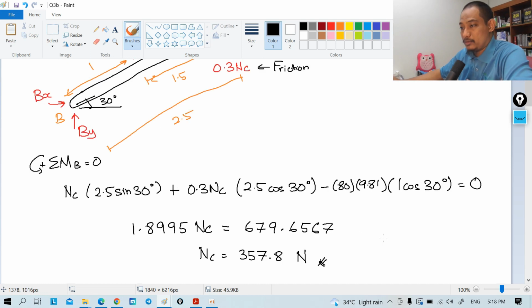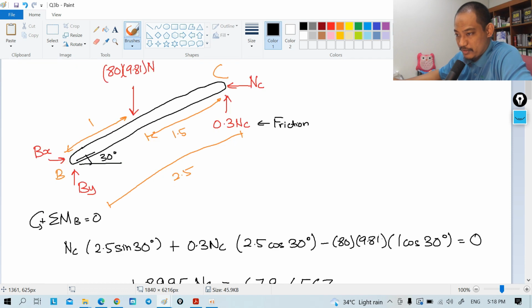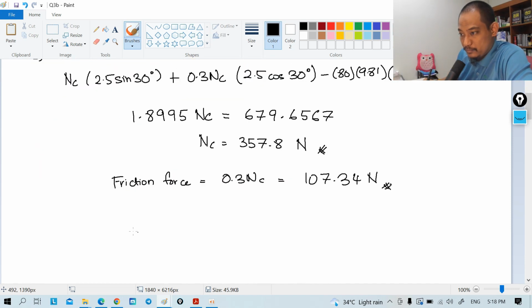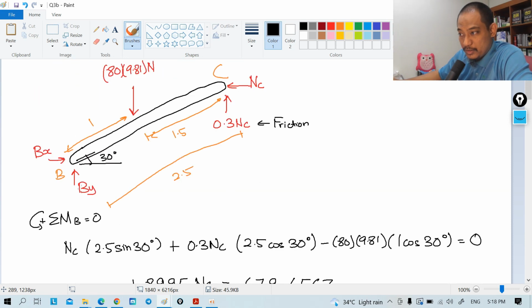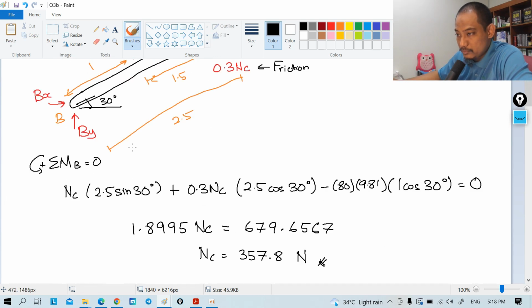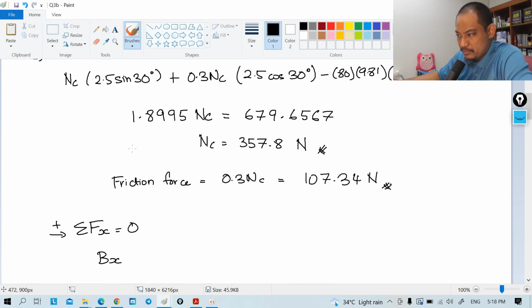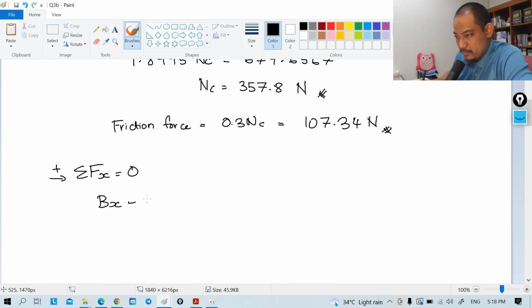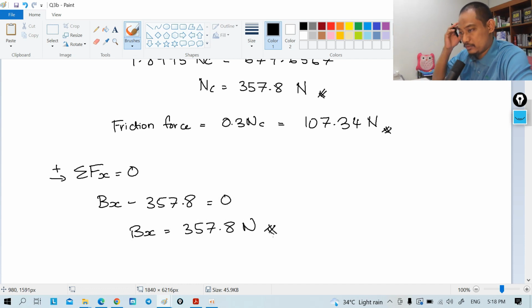Alright, now next is just summation of Fx, summation of Fy. Summation of Fx equals 0, taking to the right as positive: Bx minus NC, minus 357.8 equals 0, so Bx equals 357.8 Newton. That's straightforward.